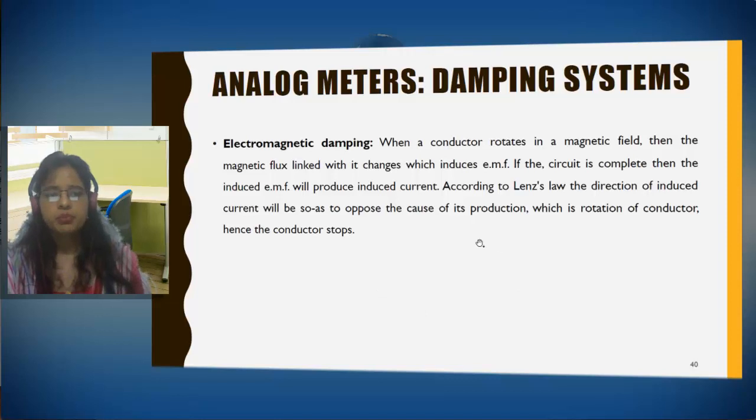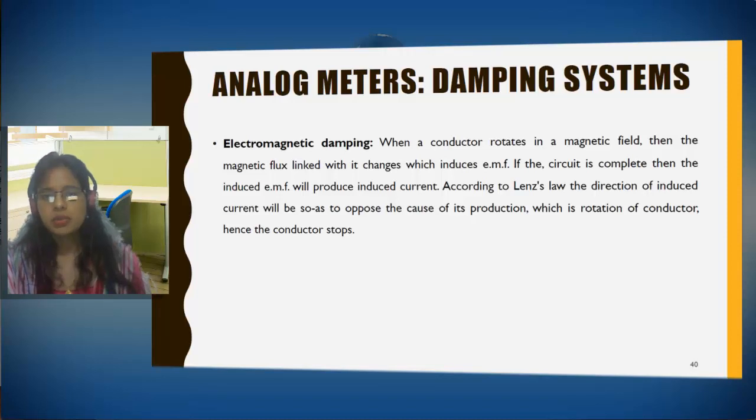Next is electromagnetic damping. So what is electromagnetic damping? Whenever a conductor rotates in a magnetic field, then the magnetic flux linked with it changes, which induces an EMF, right? Whenever a conductor is rotating in a magnetic field, due to this change in the number of flux linkages with the conductor, an EMF is induced, that is, dφ/dt.